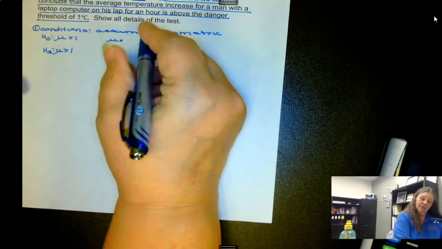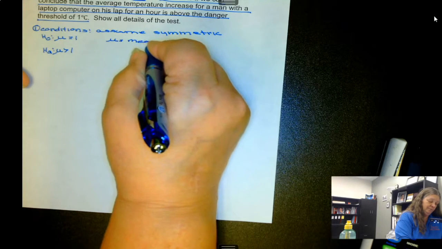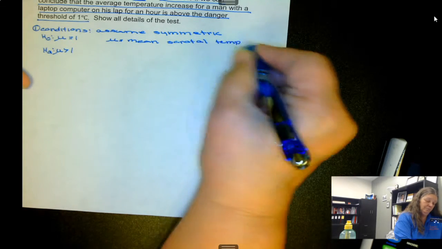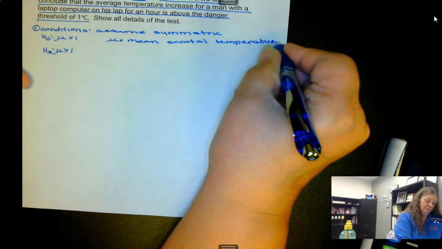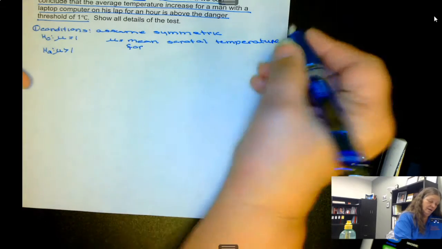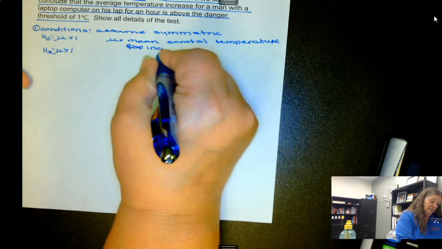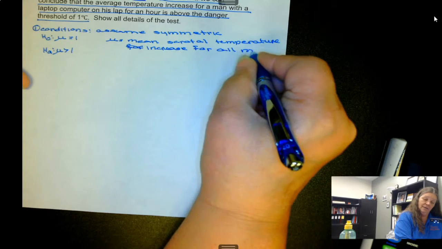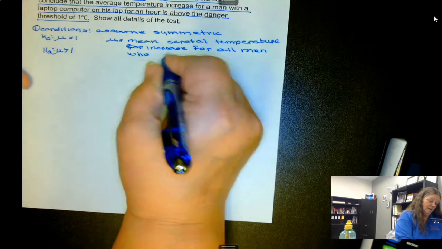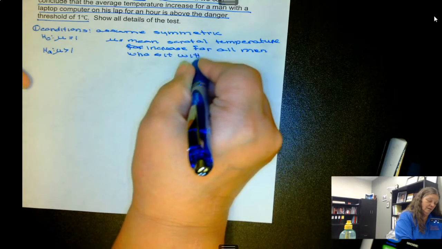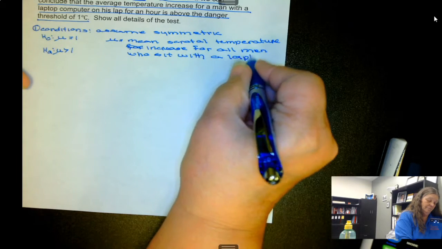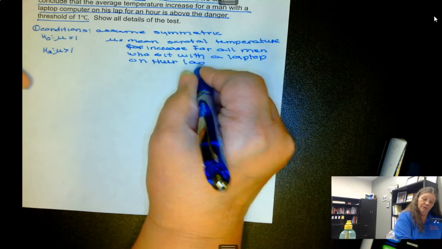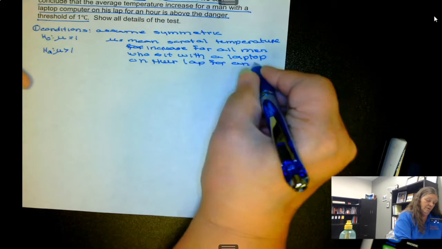A mean is the mean scrotal temperature increase for all men who sit with a laptop on their lap for an hour.